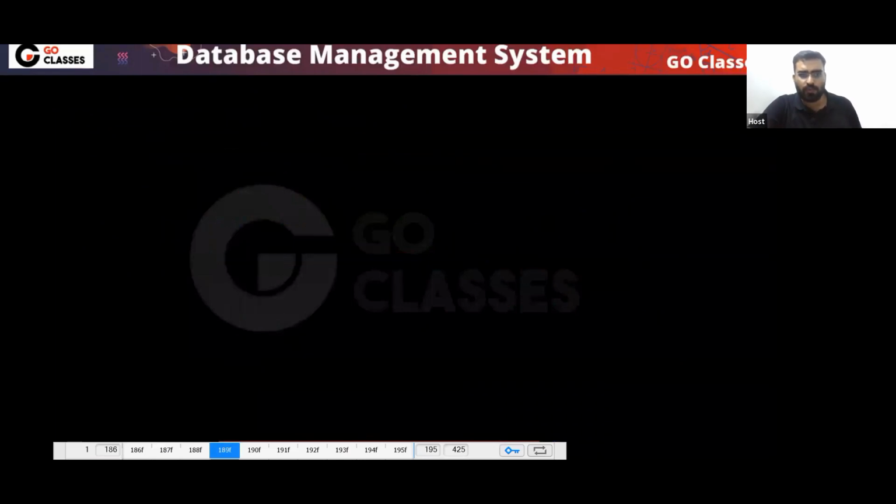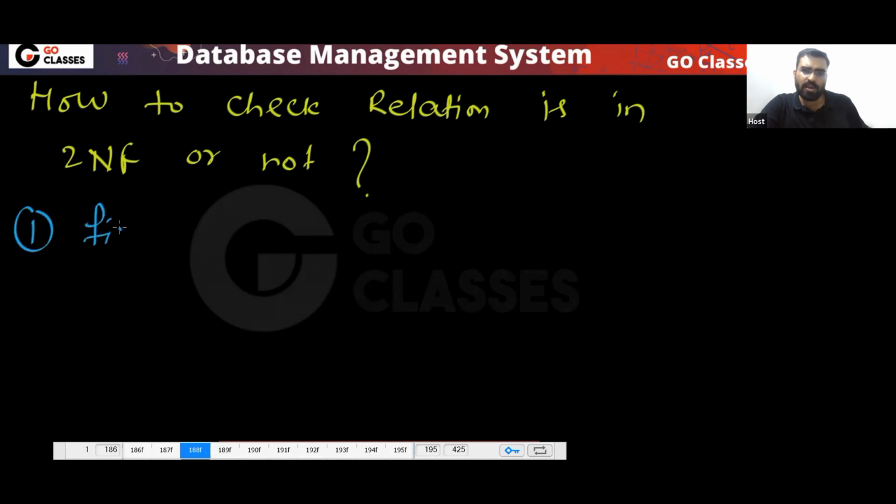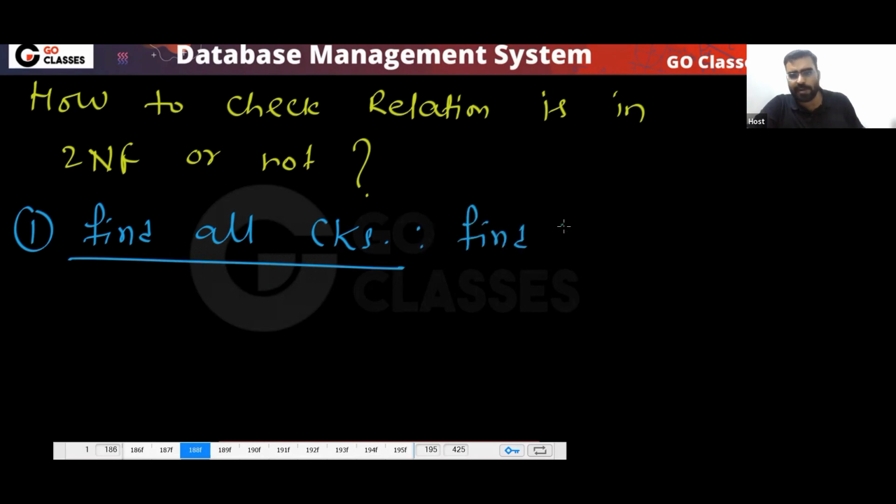This is very easy. So how do you check whether a relation is in 2NF or not? Very simple. Step 1: find all candidate keys. From this step, I can also say find prime attributes and non-prime attributes.